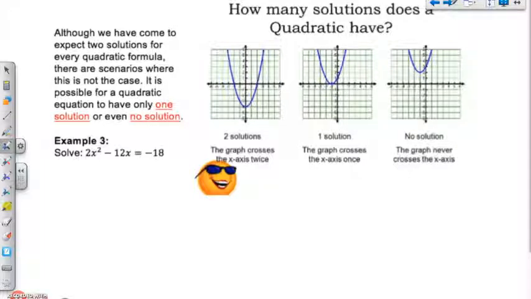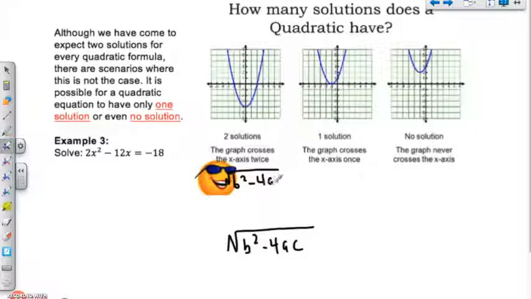And the part that's going to give this away for us is what we call the discriminant. And the discriminant is the b squared minus 4ac. And that will give us an indication of what we are going to have. So if we have 2 solutions, I'm going to draw over the smiley face here, b squared minus 4ac will be positive.